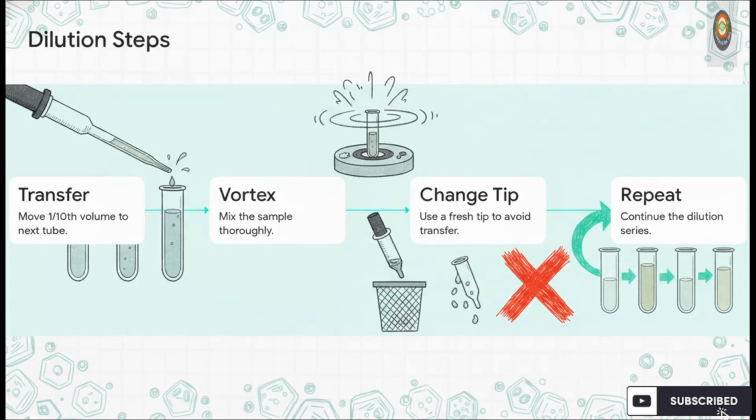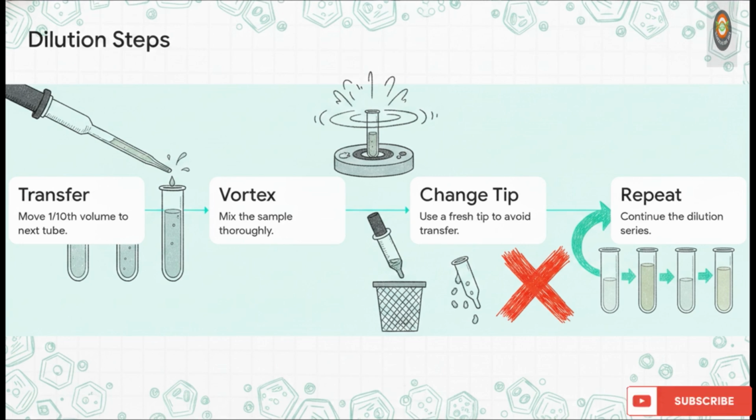But the physical action of how this transfer happens is completely vital. You move that 1/10 volume and then you use a vortex mixer, which is basically a rapid vibrating machine, to thoroughly blend the new tube. But listen, here is the golden rule of serial dilution. You absolutely must discard and use a fresh pipette tip for every single transfer. No exceptions.